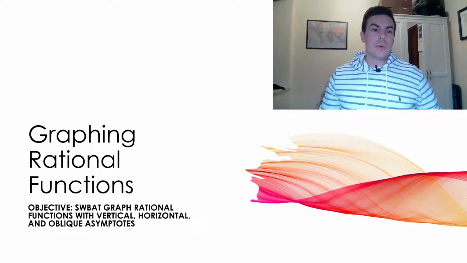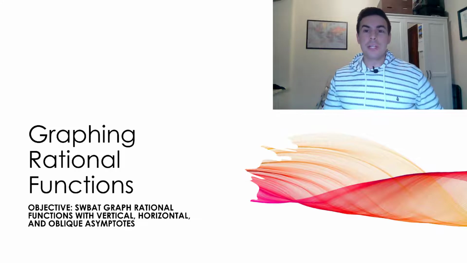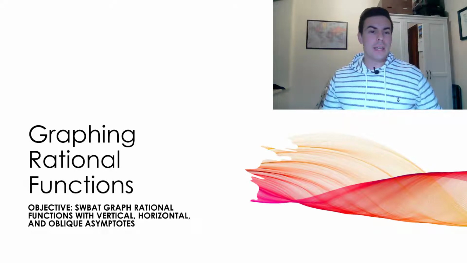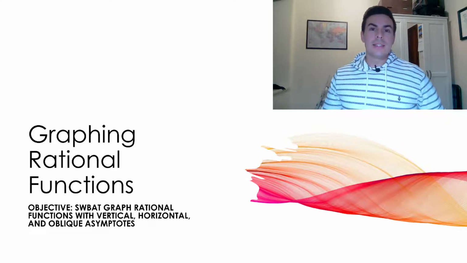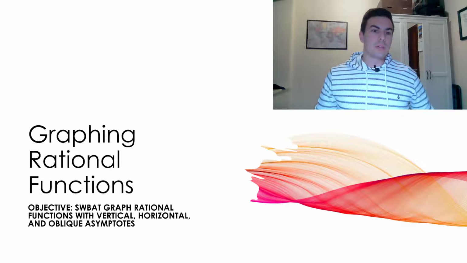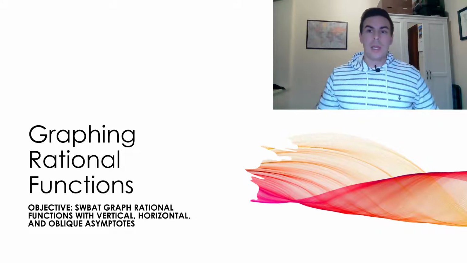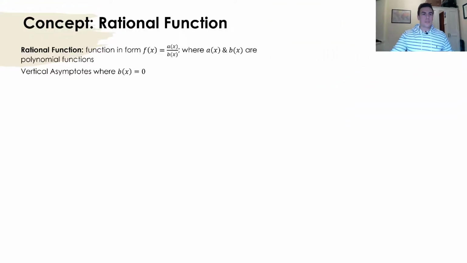In this lesson we're going over graphing rational functions. We're going to do a lot of graphing today, and we're going to identify vertical, horizontal, as well as oblique asymptotes, which we also call slant asymptotes. So let's go ahead and get into our concepts.